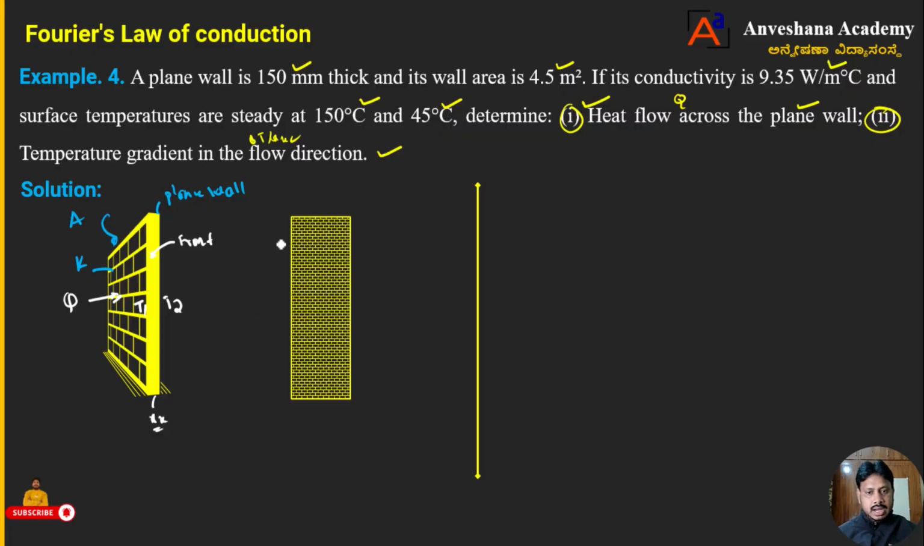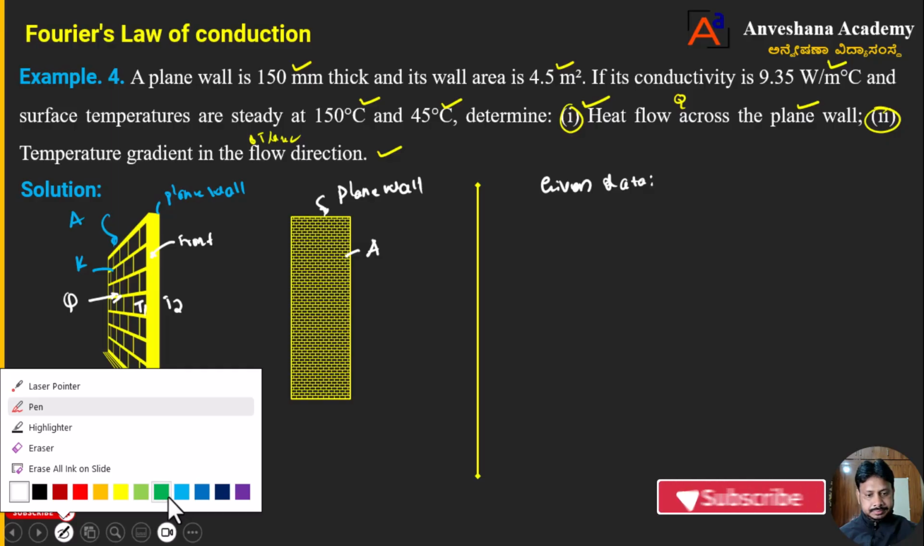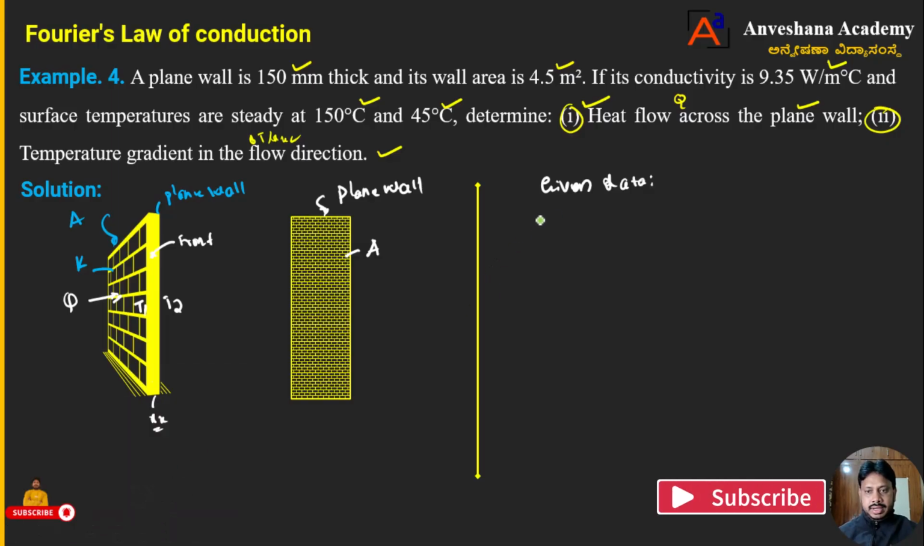Now what I have done is I have taken a plain wall, which he has given. It has an area, which I will mark here as A. Then I'll list out, parallelly, the given data. What all things he has given, you can see here, dear students. It is a plain wall of 150 mm thickness.